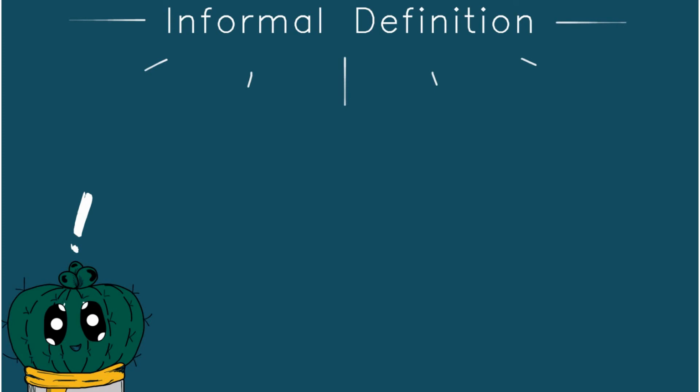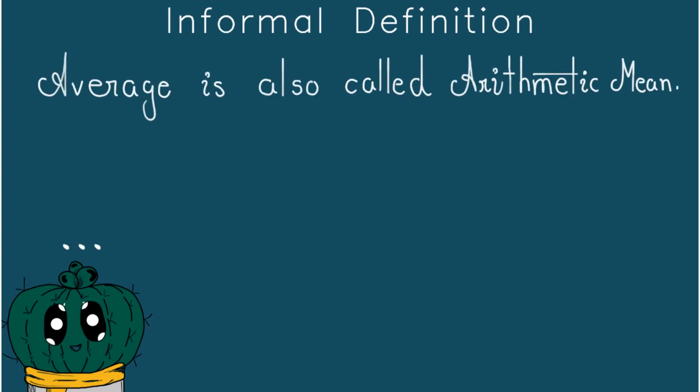Okay, now that we know the difference between average weights and actual weights, let's go through the definition of average. And one term that you're going to come across when you're studying is the term arithmetic mean.